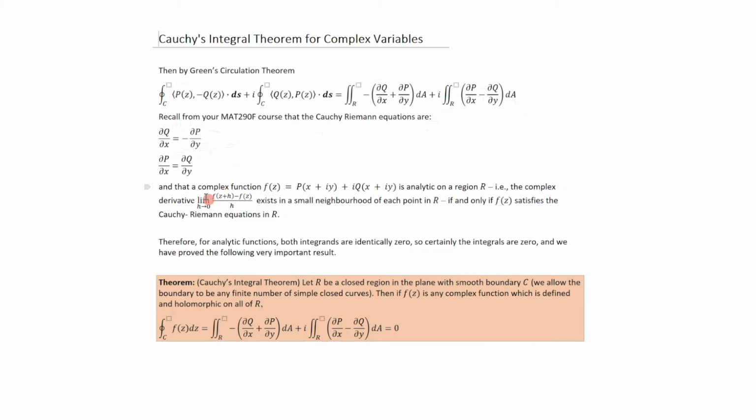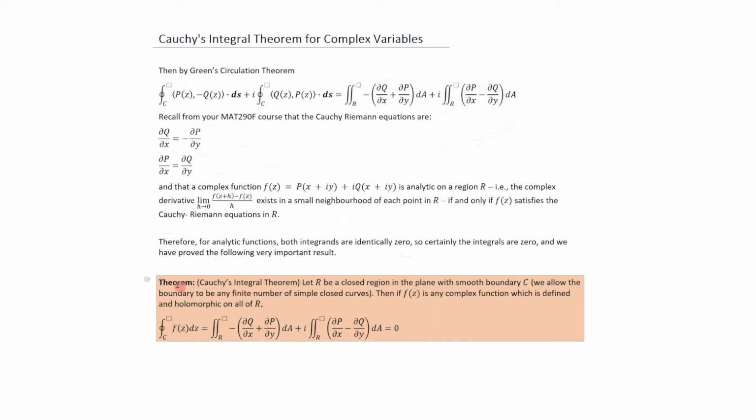Right? And also, a complex function f of z is analytic on a region, i.e. the complex derivative, which is shown here, exists in a small neighborhood of each point in R, if and only if f of z satisfies the Cauchy-Riemann equations in R. Okay, so general conclusion, and therefore for analytic functions, both integrals are identically 0. If you make the substitution here, for instance, dQ/dx plus dP/dy, dQ/dx is minus dP/dy, so this term becomes 0. dP/dx equals dQ/dy, they're equal, but subtract, that gives you 0. So the resultant basically is 0.